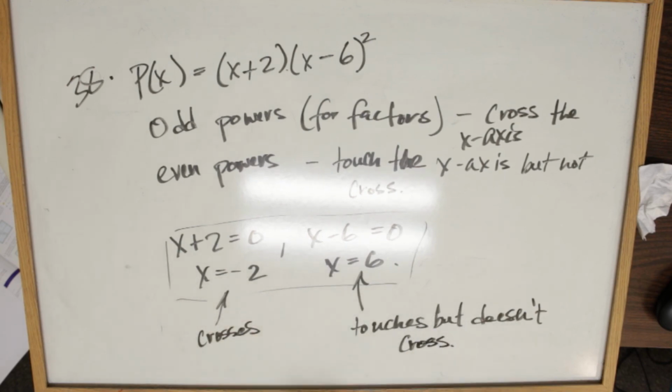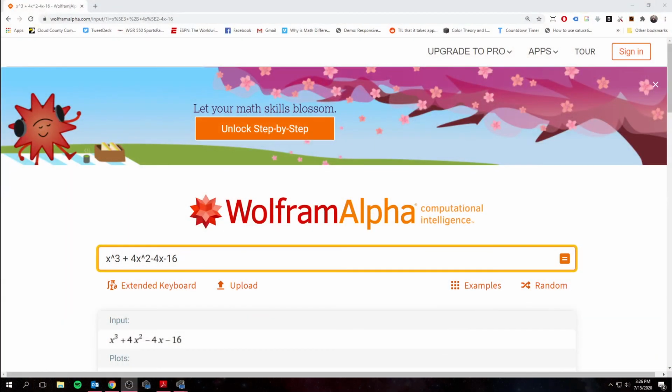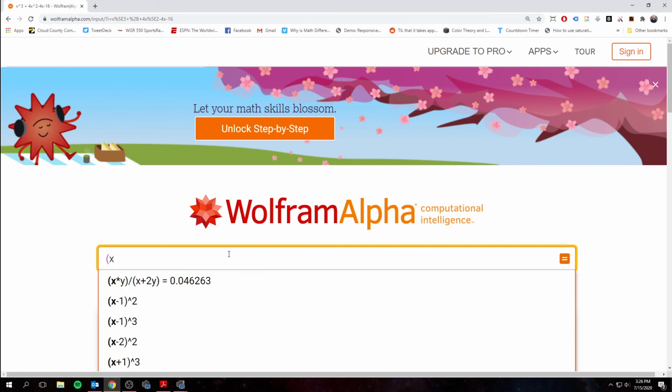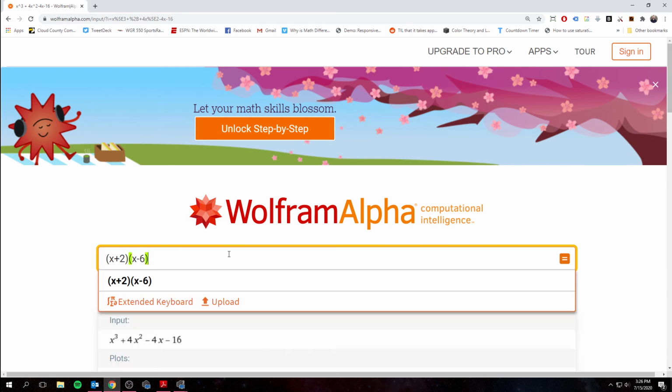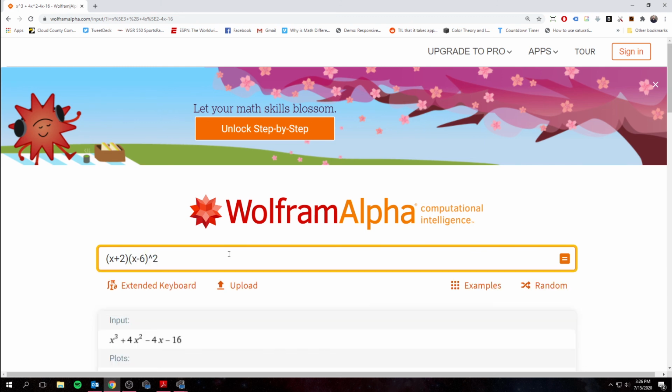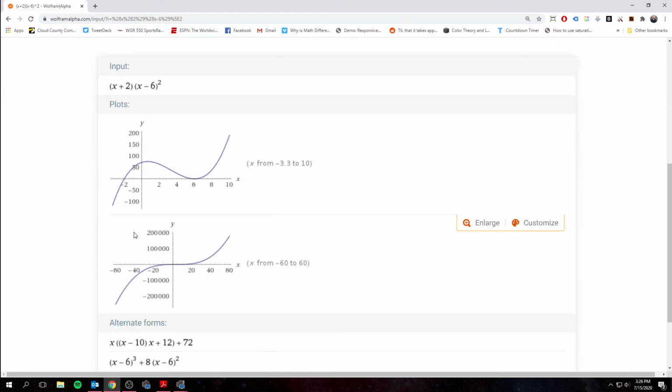Okay, so let's go to Wolfram Alpha. I want to show you exactly what that looks like. Pull that up here. Just give me 1 second. We still got our old example. All right, so let's go ahead and pump this in: x plus 2, x minus 6 to the second power. Okay, so if I hit enter and scroll down, you can see exactly what happens.